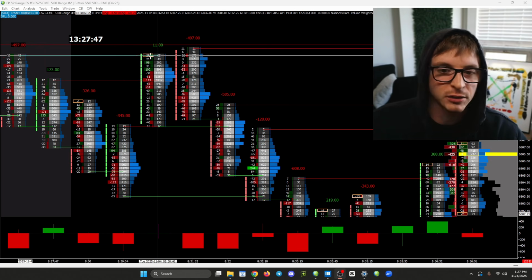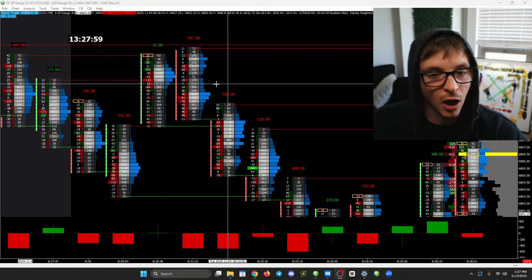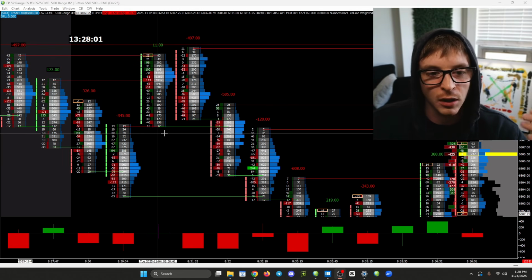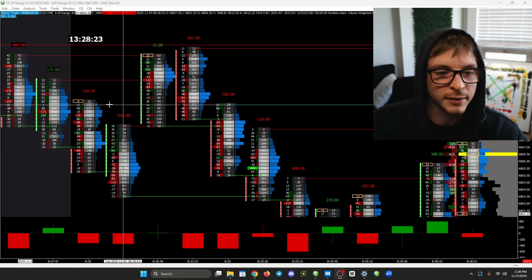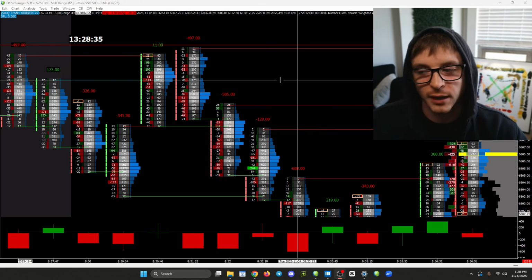Another thing that I changed, I added an orange highlight box right here around anywhere there was a non-exhaustion print at the high or the low of the footprint. And to be honest, I rarely pay attention to these, so it's another thing that I could possibly take off. But anyway, that's a breakdown of my footprint.